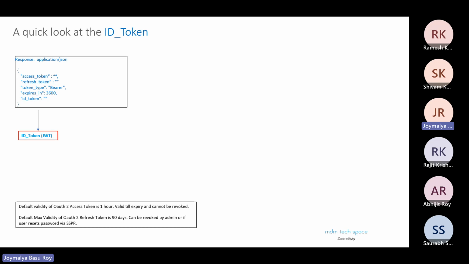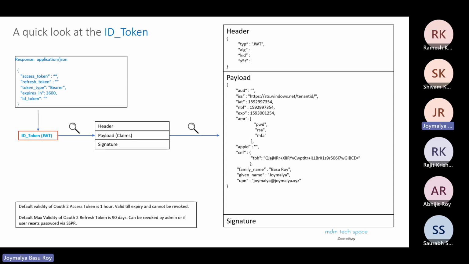A JWT will have a header, a payload, and a signature. Now, if we expand each of them, this is how a token looks like. It will have an audience, the AUD. This identifies the service that you are trying to authenticate for. This is not the service that you are trying to authenticate to. It's the service you are trying to authenticate for. So if it's Microsoft Intune, then audience will be Intune. If it's Teams, it will be Teams. If it's anything else, it will be that.